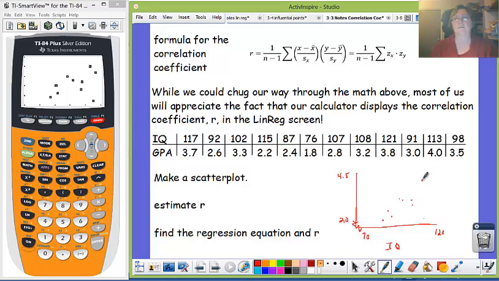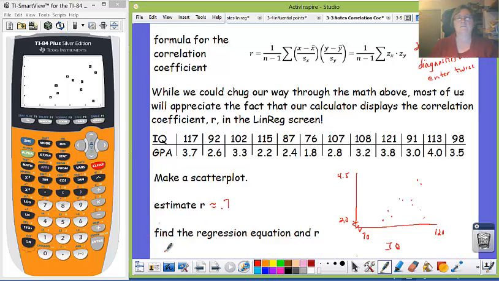One real low guy there, and then two higher up here. All right, again, a rough sketch is all we're asking for. Based on this, I would estimate the R to be positive for sure, so greater than 0. However, this does not look real strong to me. I'm going to say something moderate, perhaps around 0.7. You may or may not agree with me.